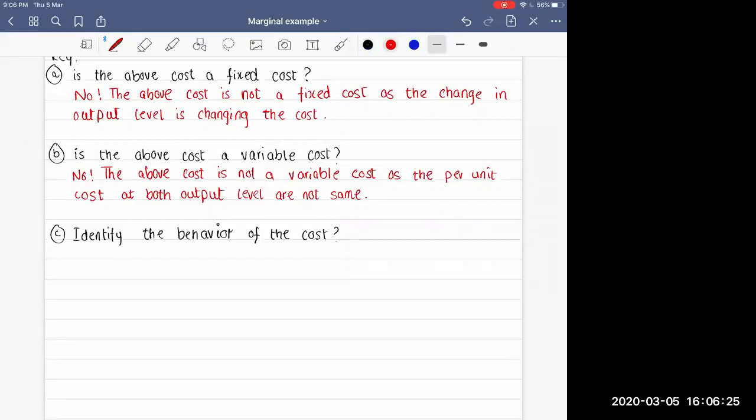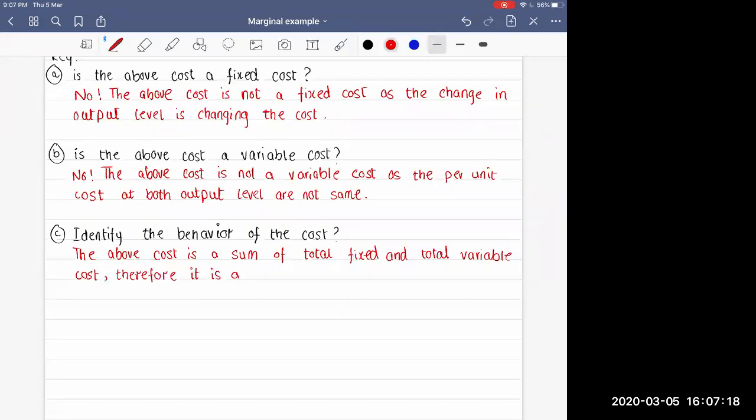That means if the above cost is neither simply fixed nor variable, both components are included in it. It is a total of total fixed and total variable cost. So what is the behavior of the above cost? The above cost is a sum of total fixed and total variable cost. Therefore, it is a total cost. Got it, guys?